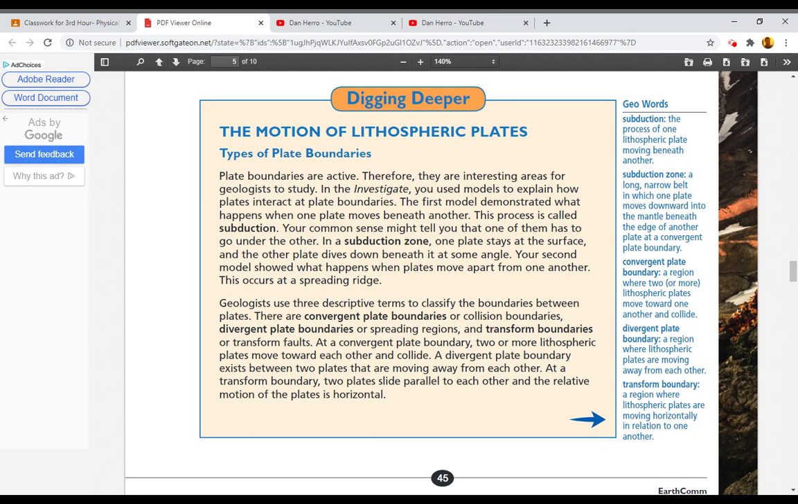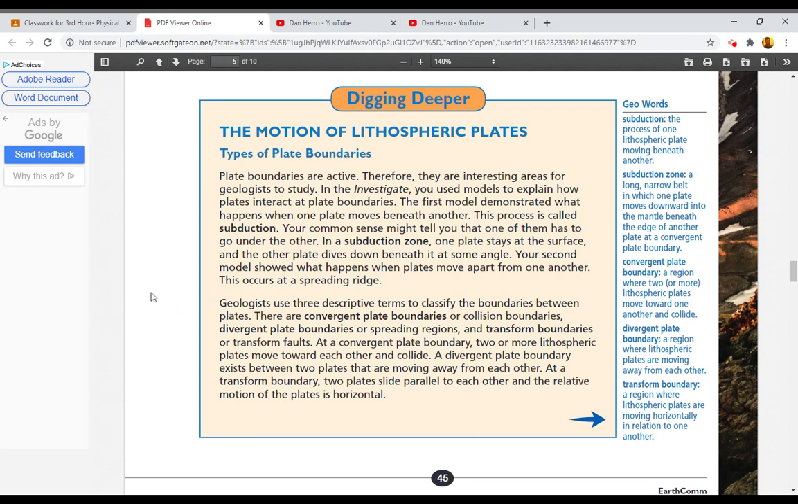In the Investigate, you used models to explain how plates interact at plate boundaries. The first model demonstrated what happens when one plate moves beneath another. This process is called subduction. Your common sense might tell you that one of them has to go under the other. In a subduction zone, one plate stays at the surface and the other plate dives down beneath it at some angle. Your second model showed what happens when plates move apart from one another. This occurs at a spreading ridge.